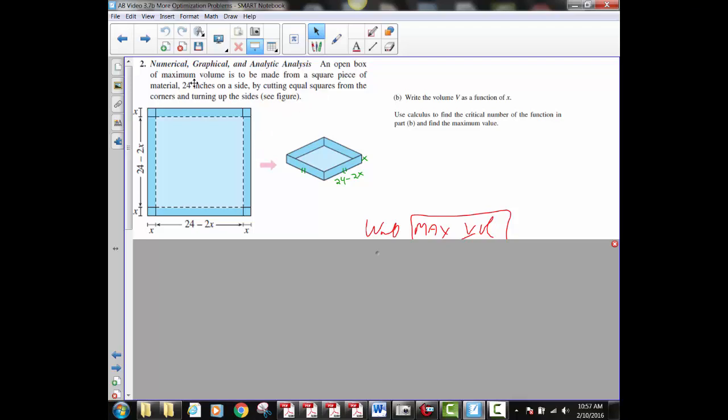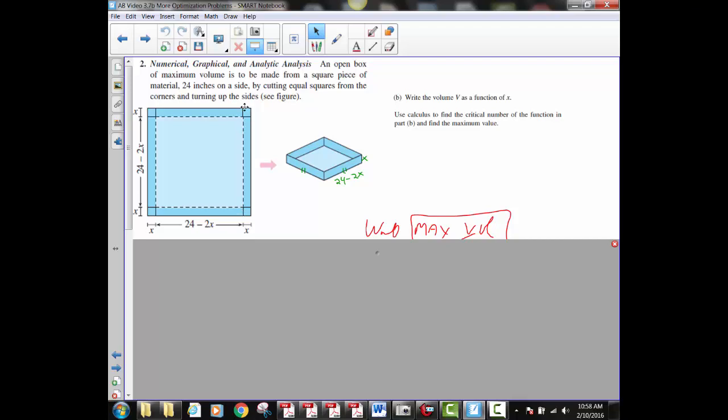An open box of maximum volume, so you're trying to maximize the volume, is to be made from a square piece of material 24 inches on each side. So the actual dimensions on the outside are 24 inches. But what you're going to do is cut these little squares, and they're going to be equal squares from each corner. So if the side length of each square is x, then what's remaining in here, once you cut those away, is 24 minus 2x. Big mistake people make is 24 minus x.